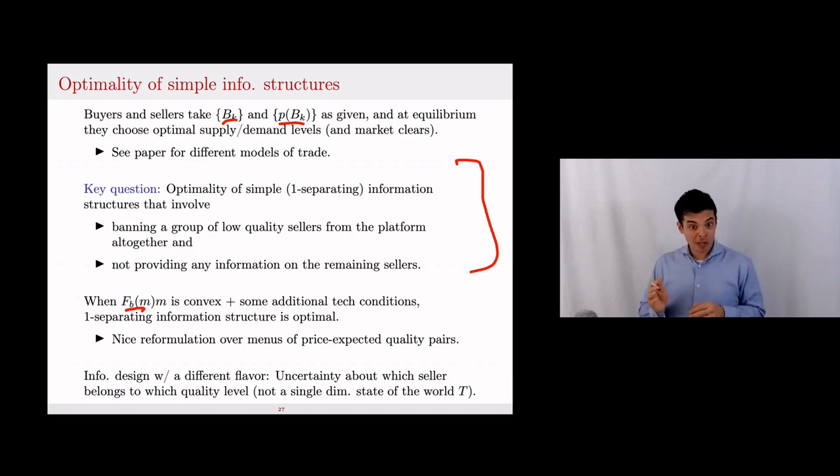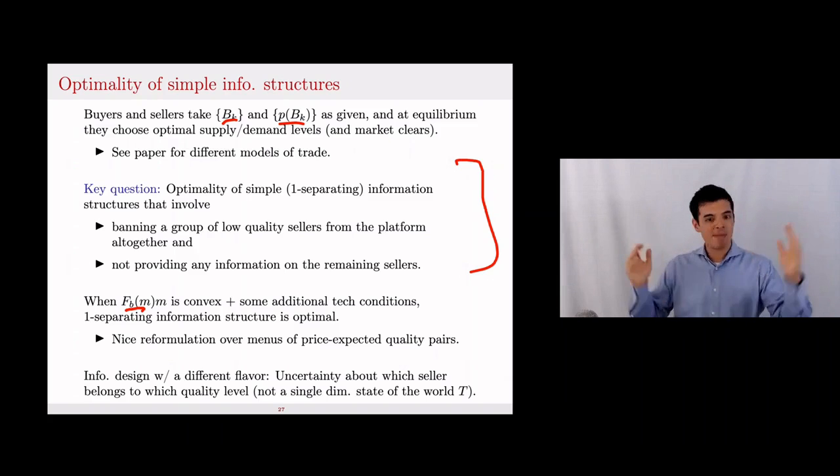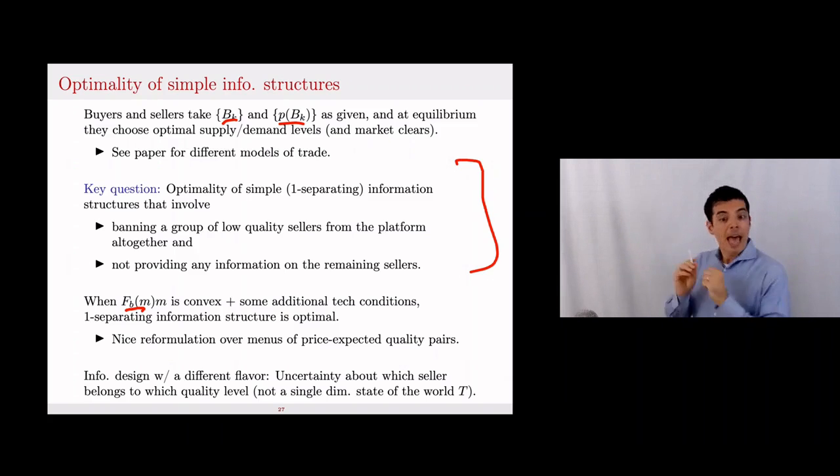It also is an information design problem which has a different flavor than what we have been focusing on so far. So far, we focused on settings where there's an underlying state of the world, which was one-dimensional. It was a subset of the reals, let's say, and the designer was sending signals about that state to the receivers in the system. Here, that's not quite the case.